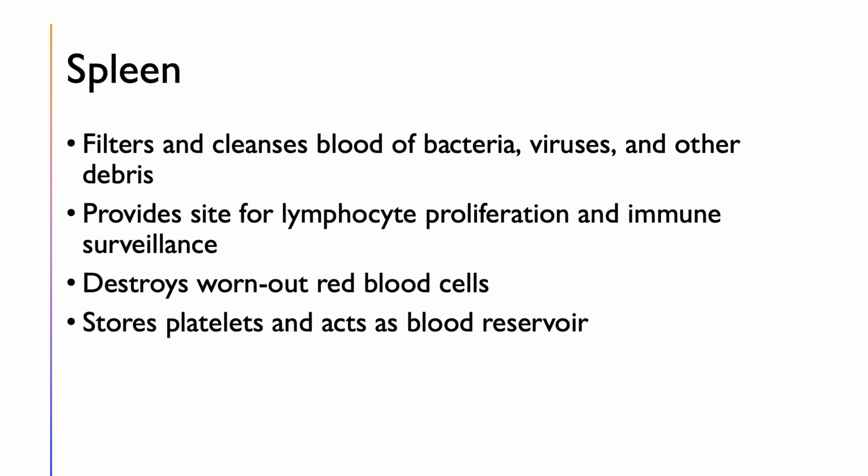Instead of filtering lymph, the spleen filters and cleanses blood of bacteria, viruses, and other debris. Furthermore, the spleen provides a site for lymphocyte proliferation and immune surveillance, but its most important function is to destroy worn out red blood cells and return some of their breakdown products to the liver. Lastly, the spleen sequesters platelets and acts as a blood reservoir.